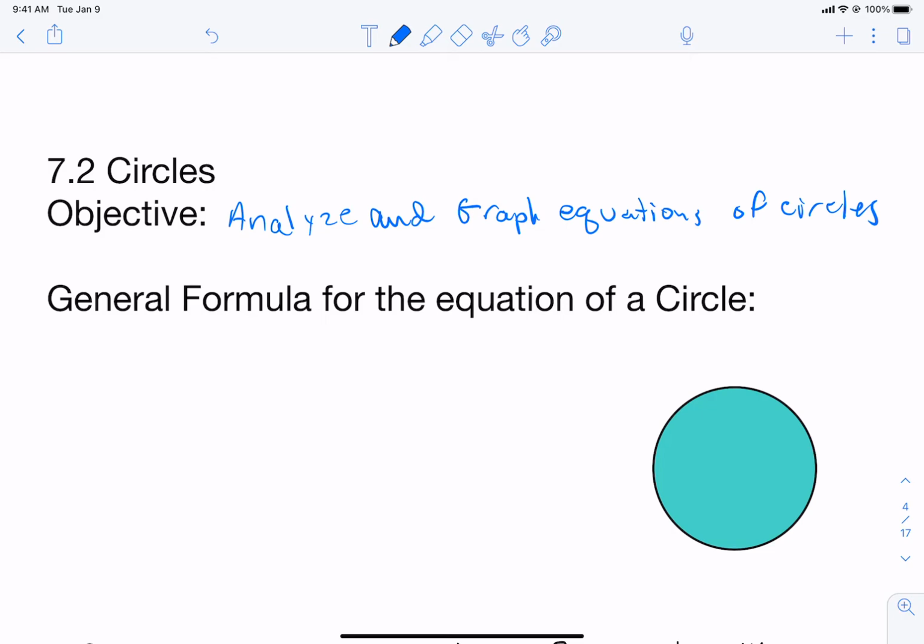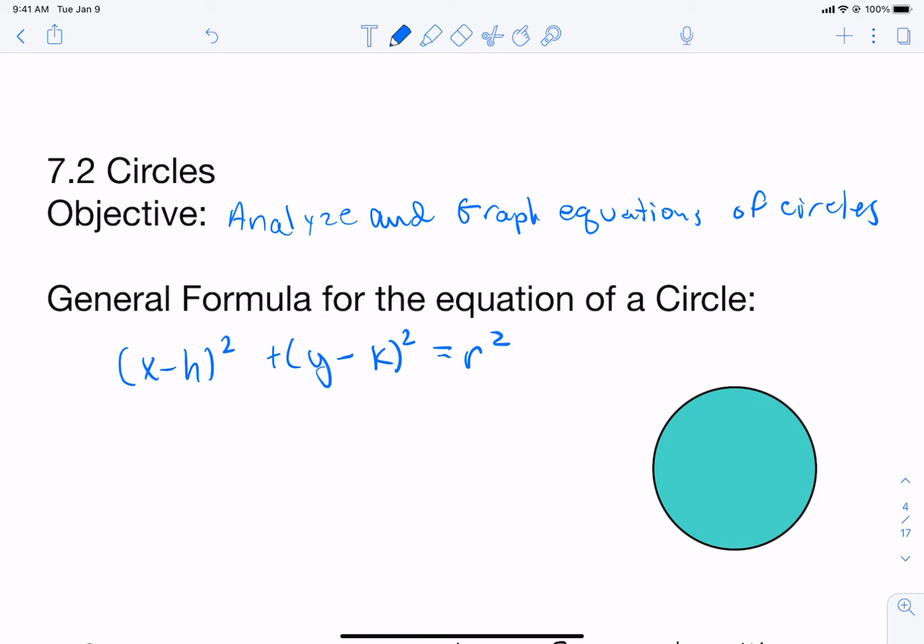Now, the general form for the equation of a circle is (x - h)² + (y - k)² = r². Now, let's analyze what all of those pieces mean.